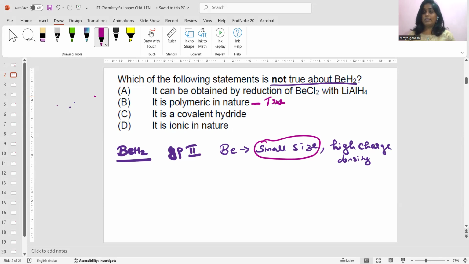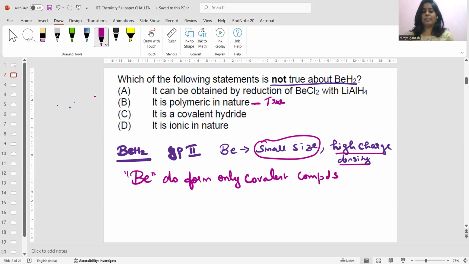Is it covalent in hydride or is it ionic in nature? As I told you, it has high charge density and smaller size. What is the possibility for it to become ionic in nature? So we know beryllium forms only covalent compounds, isn't it? It forms only covalent compounds. So definitely it can't be ionic in nature. But yes, it could be a covalent hydride. So this is the statement which is not true. Obviously, it is a single correct answer. So option D is the correct one.